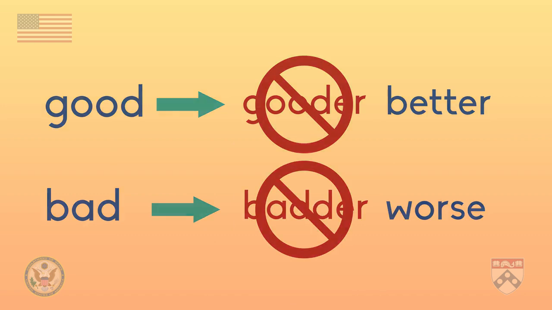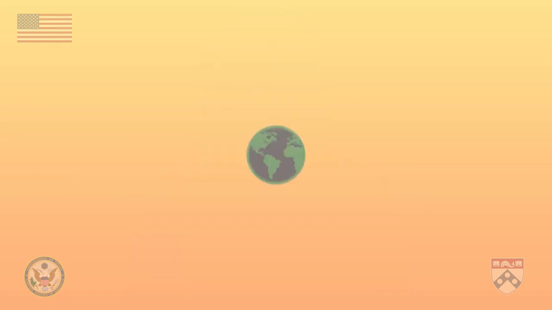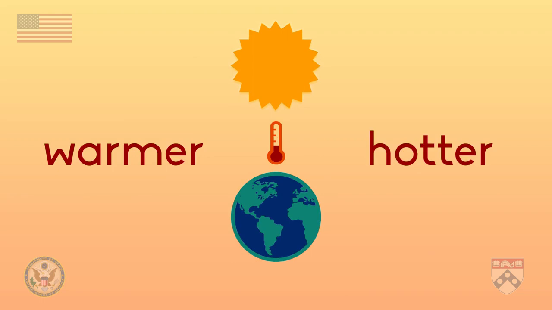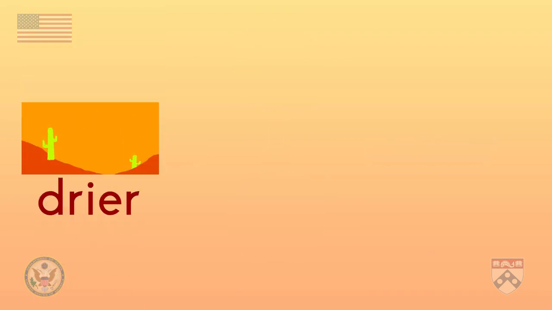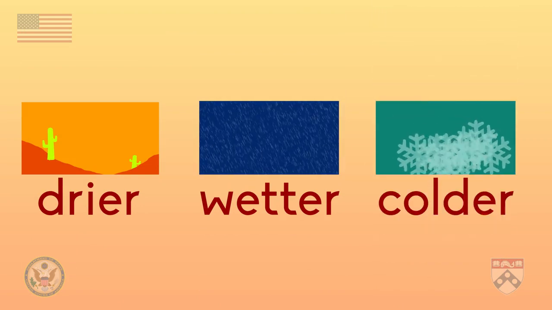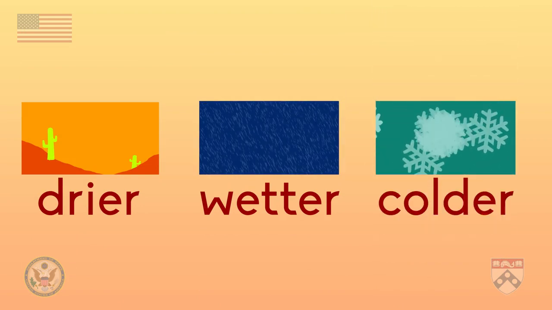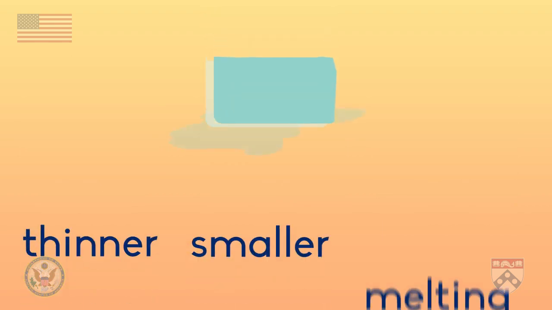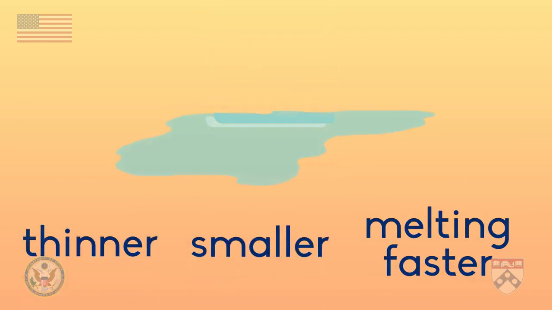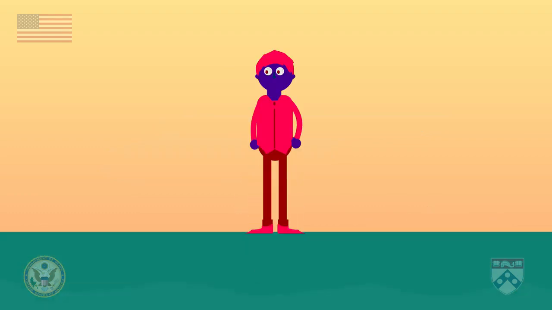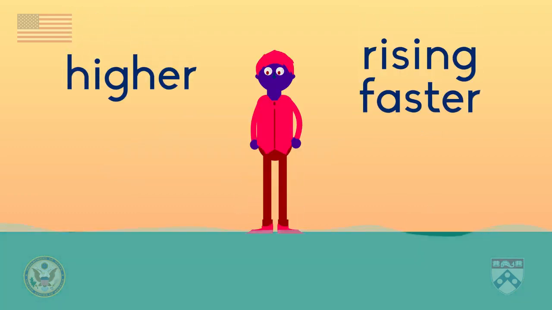Okay, now that we know the rules, let's look at some of the most common comparatives used when talking about climate change. We might talk about the Earth getting warmer or hotter. Certain climates might be getting drier, wetter, or even colder. The ice caps could be described as getting thinner, smaller, or melting faster. The sea levels could be higher or rising faster.